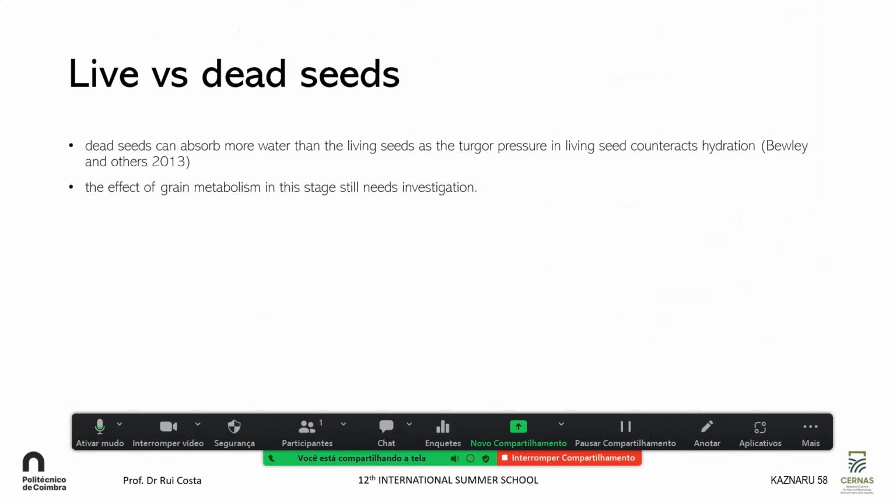Just one thing about live and dead seeds. Dead seeds usually absorb more water. Dead seeds are those that cannot germinate, since living seeds have a turgor pressure that counteracts hydration. But the effect of grain metabolism in this stage still needs investigation.